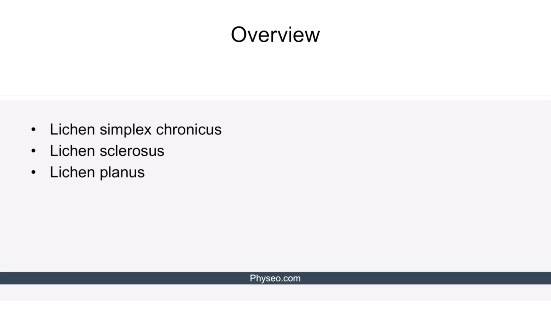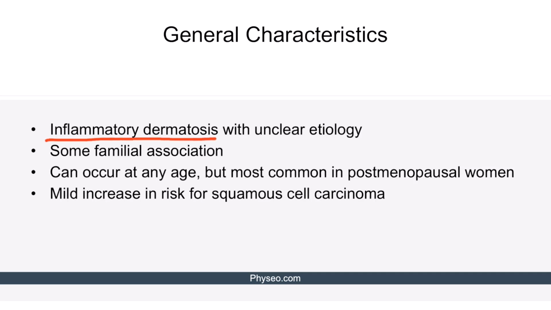Okay, now let's move on to discuss lichen sclerosus. This is an inflammatory dermatosis with an unclear etiology. Some familial association has been noted, but there is no clear genetic predisposition or inheritance pattern. This condition can occur at any stage, but it's most commonly seen in postmenopausal women. Unlike lichen simplex chronicus, lichen sclerosus is associated with an increased risk of developing squamous cell carcinoma.